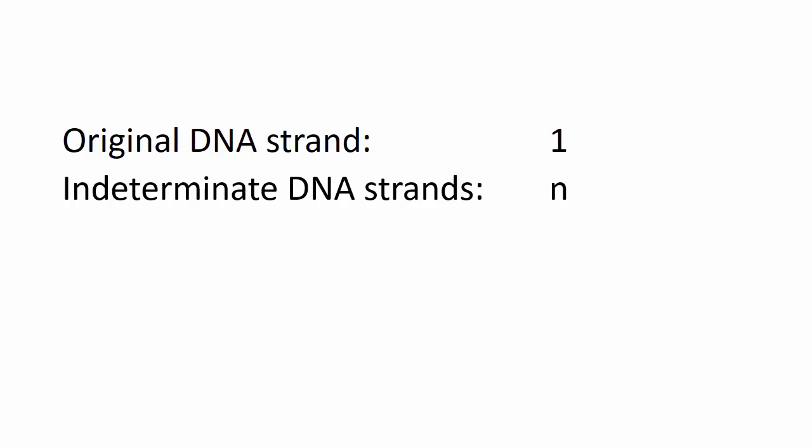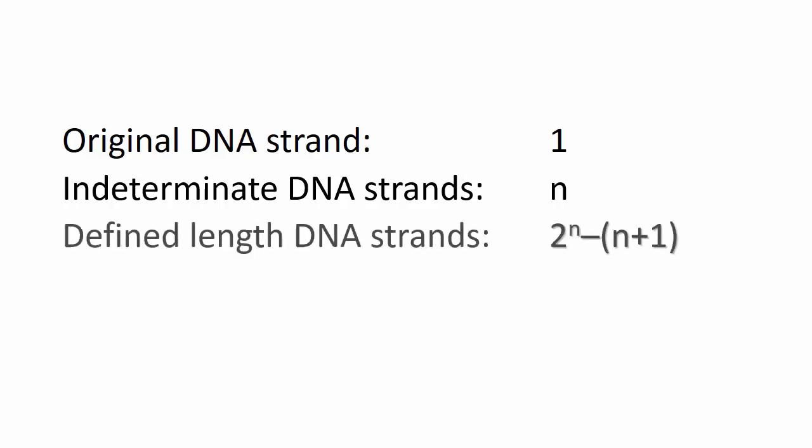If we do the math and add up the numbers after n number of cycles, starting with one original DNA strand, we end up with n indeterminate DNA strands and 2 to the power n minus n plus 1 defined length DNA strands. Knowing that the total number of copies is 2 to the power n, the number of defined length copies becomes 2 to the power n minus the number of original DNA, which is 1, minus the number of indeterminate DNA, which is n.